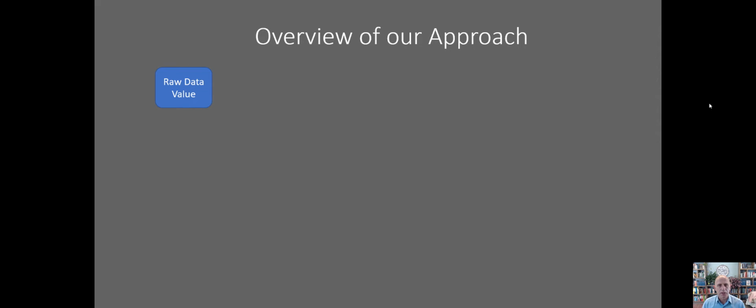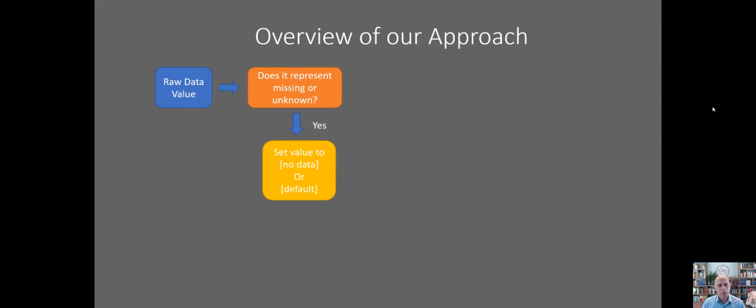So let's look at the approach that we are following to check and validate our text data. We start again with the raw data value. This raw data value is first checked to see whether it represents missing or unknown cases. If it does, then we set the value that is going to go into the output as either no data or default, whatever values we want to put into those square brackets. If it does not represent one of the missing or unknown listed values, then we check whether it's a valid value.